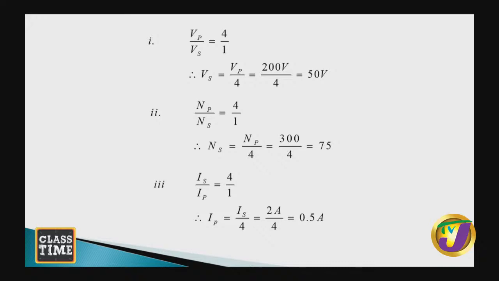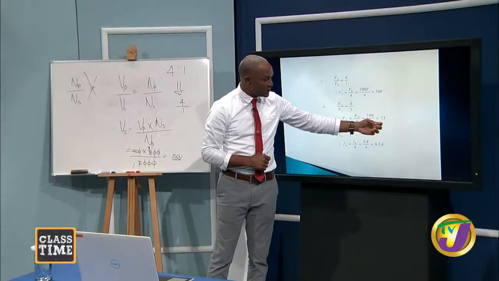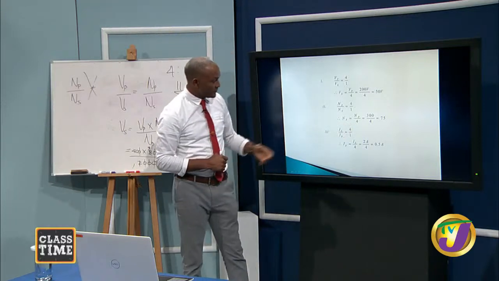Np over Ns. What is this again? Your turns ratio. Turns ratio 4/1. It means that your primary turns are 4 times the number of your secondary turns. And you go ahead and do the same principle. Np divided by 4. 300 turns on your primary divided by 4 gives me 75.